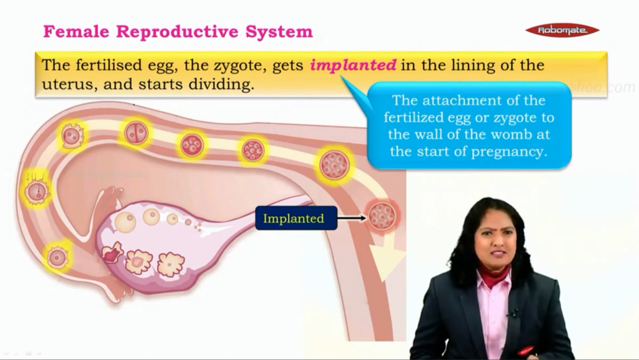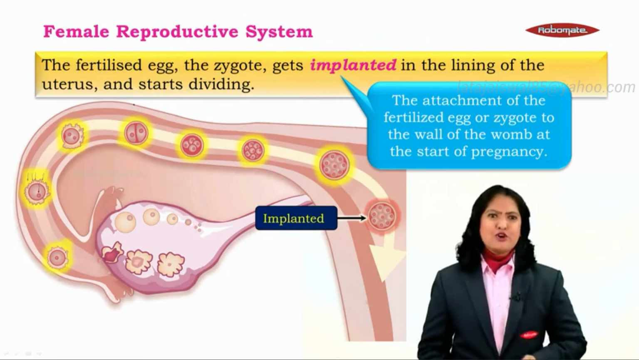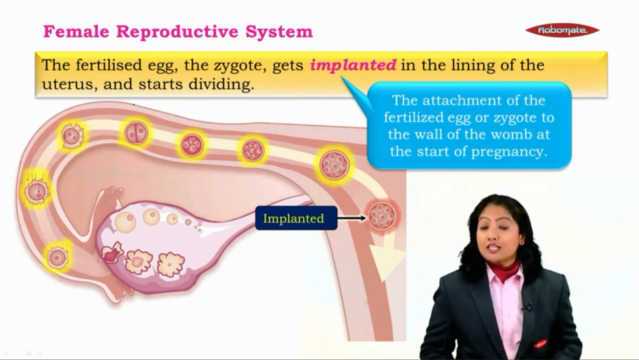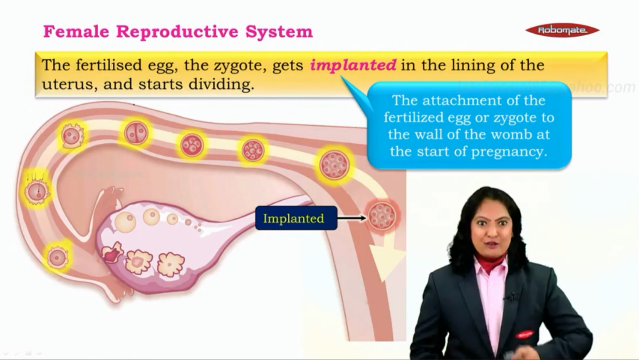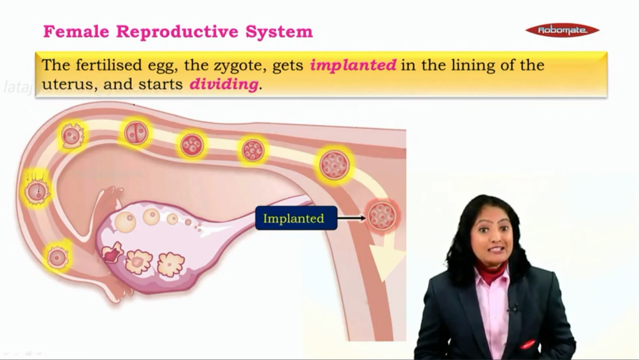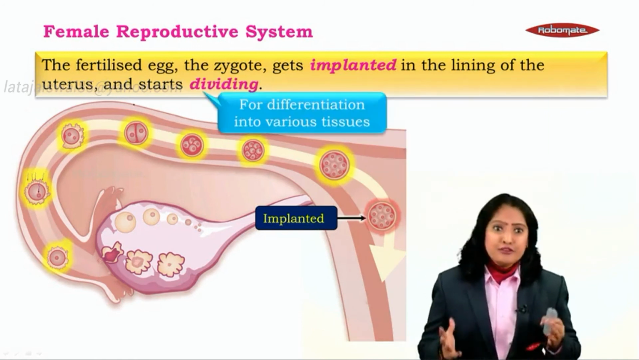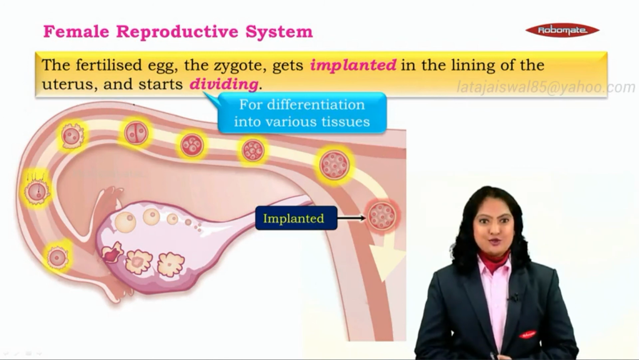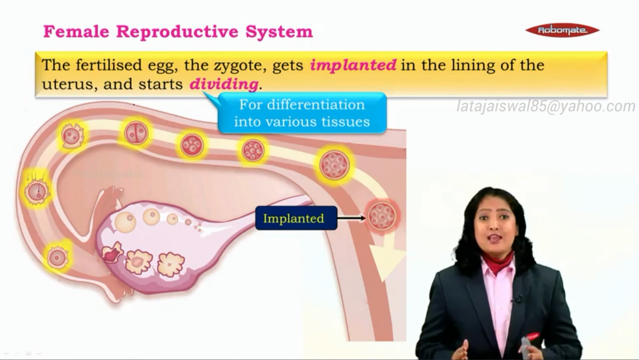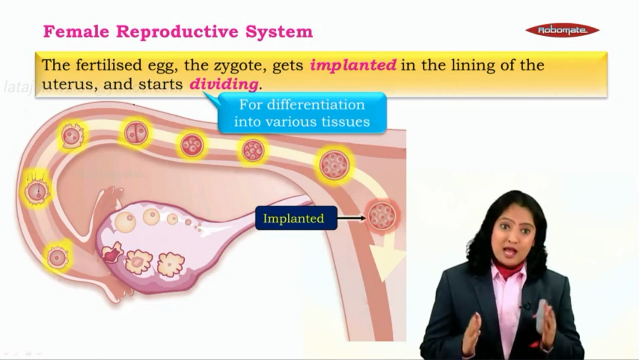Students, implantation is the attachment of the fertilized egg or the zygote to the wall of the uterus at the beginning of the pregnancy. And why does it begin to divide? For differentiation into various tissues. This whole process is called as the process of implantation.